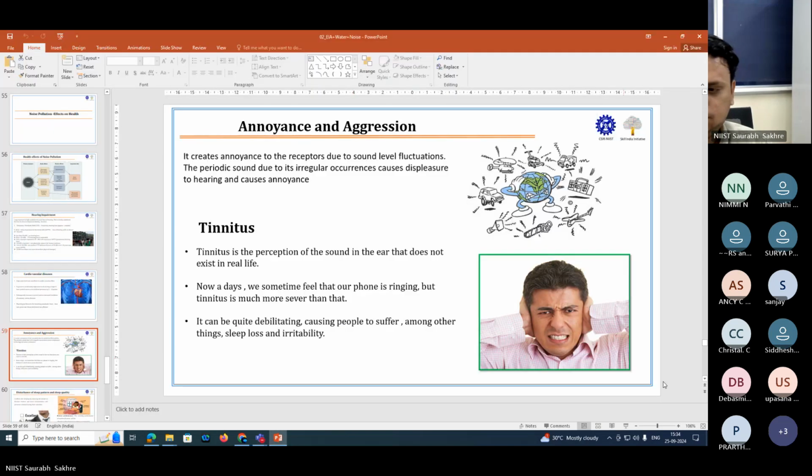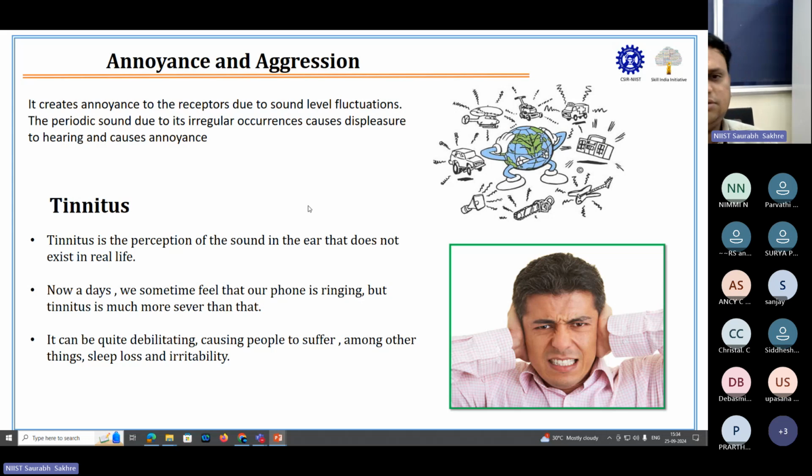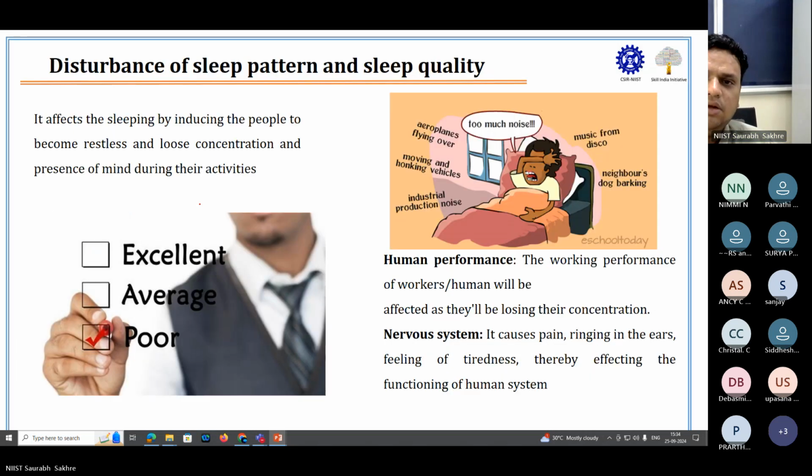Okay, so now we will see further. I hope you understand tinnitus, and it will be very irritating, and sometimes it will be awkward also that my phone is not ringing, but still I'm checking the phone, and people are thinking whether I have gone mad or not. So you have to keep that in mind. Of course, there will also be disturbance of sleep pattern and sleep quality.